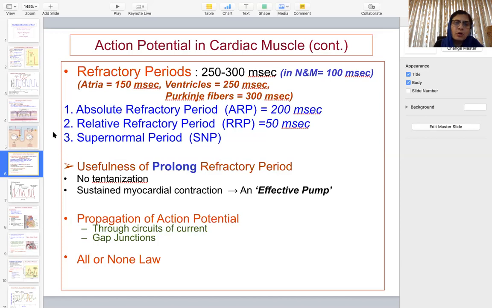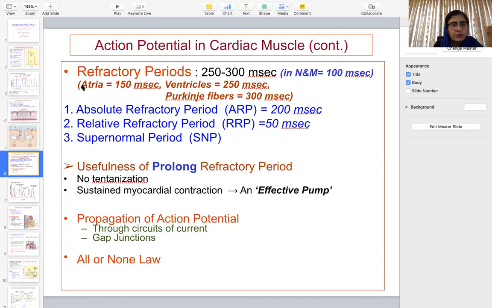In cardiac muscle, the refractory period is much prolonged as compared to the skeletal muscle. The thing to understand is that the refractory period is present both in skeletal muscle and the cardiac muscle, but in cardiac muscle it is much prolonged. Why is it so prolonged? Because the heart is a pump, and to ensure effective pumping, the cardiac muscle has to contract for a longer period of time. So it has a prolonged refractory period so that a second action potential cannot be generated by a stimulus.